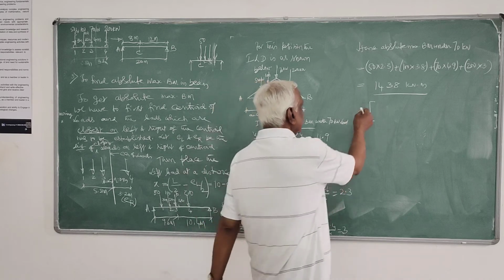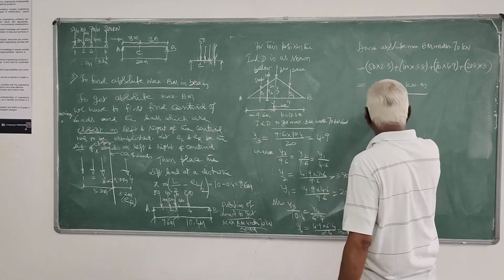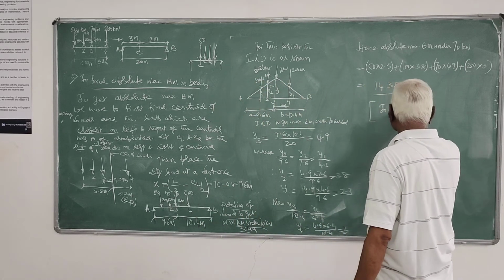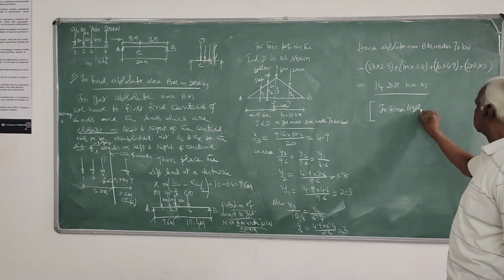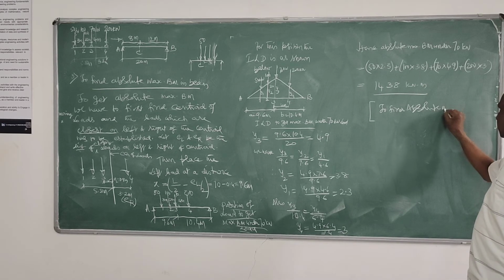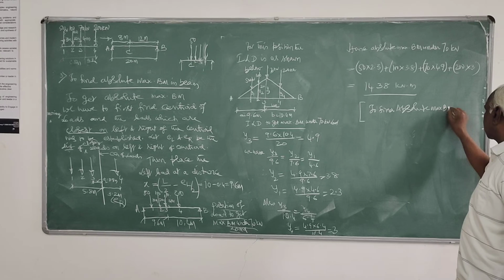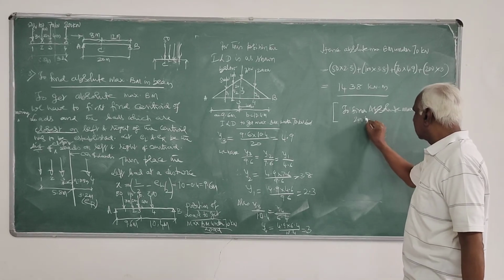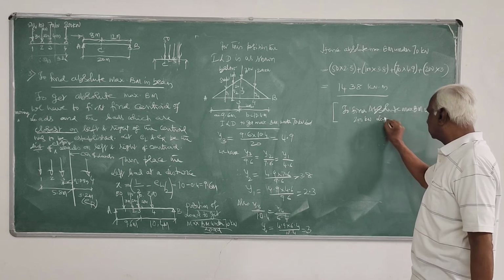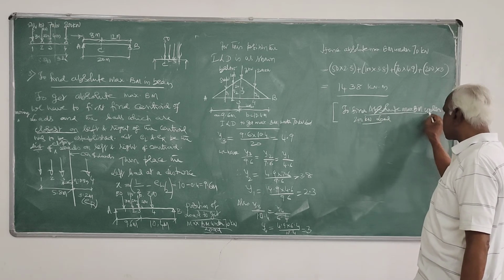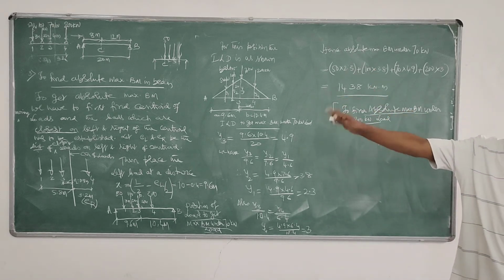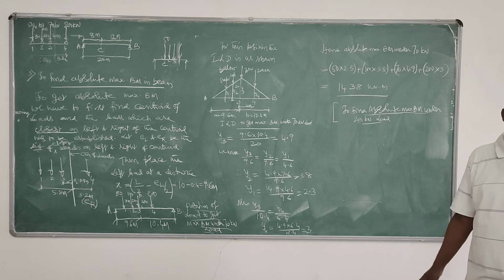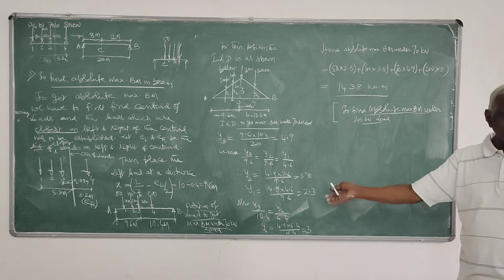Right? So here, the second case, to find the absolute maximum bending moment under the 200 kilonewton load. So this also they may ask, they may give any load, find the maximum bending moment under the load. For that also you have to do the same calculation.